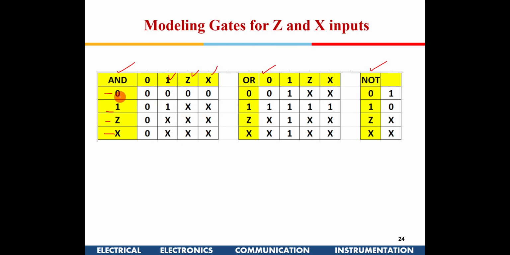Okay, now if you see AND: if one input is 0, all of them will be 0; if one input is 1, then 0 will give 0, 1 will give 1. If it is high impedance, it will give x. If it is not known also, it will give x, right, because there is a difference between z and x. Okay, z is a high impedance node, x is an unknown. Okay, we don't know what is there, right.